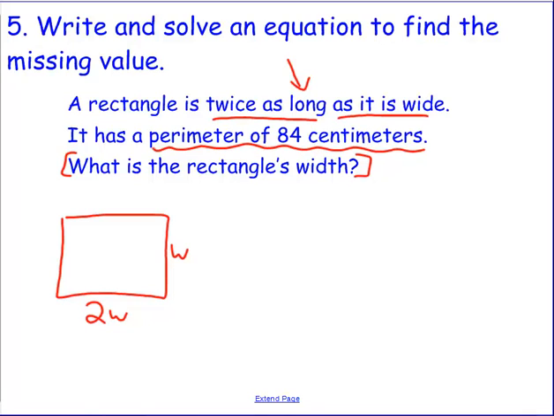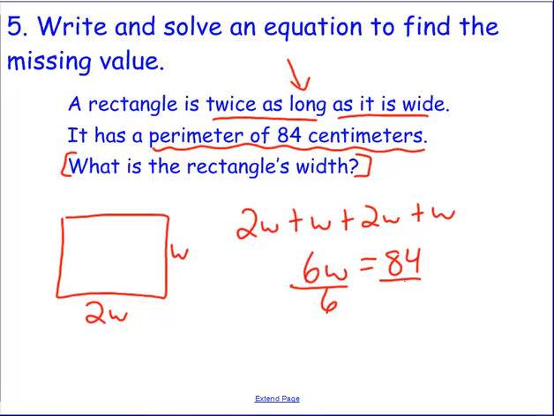The other important piece of information in this scenario is that it gives us the perimeter. And so I think to myself, well, how would I find the perimeter? And in this case, I know that I would add up all those sides. So I would have 2W plus W plus 2W plus W. And when I add those all up, I'd see that I really have 6W is equal to 84 centimeters. That's a one-step simple equation to solve. If I divide by 6 on the left, I have to divide by 6 on the right. And then I see that my W here in this case would equal 14 centimeters with my label.